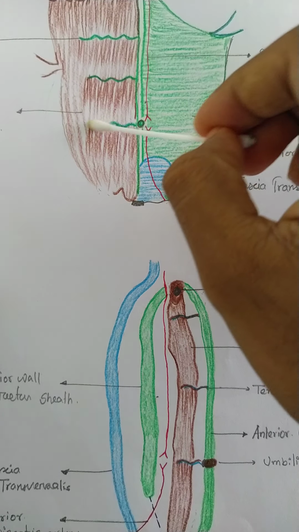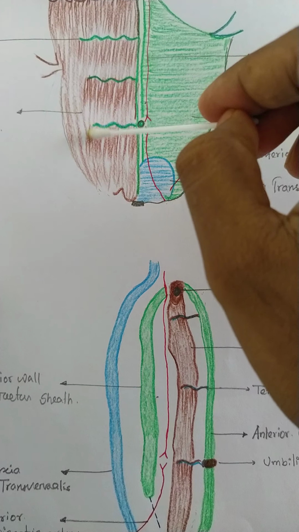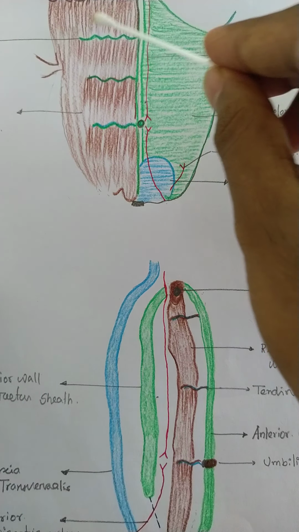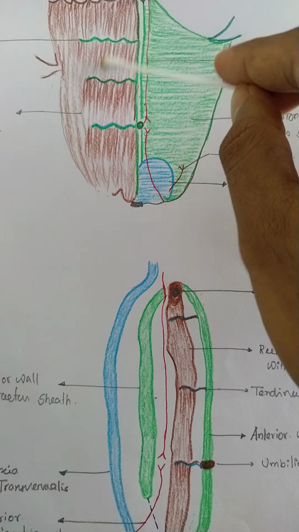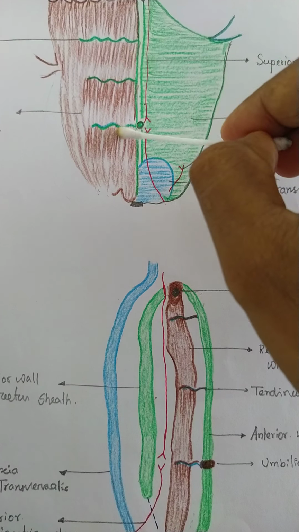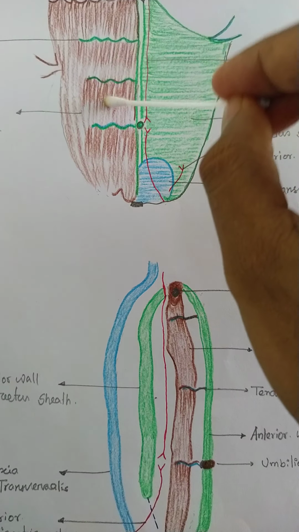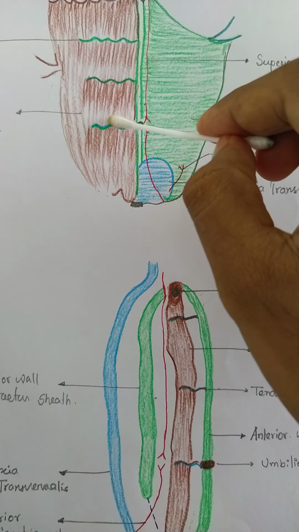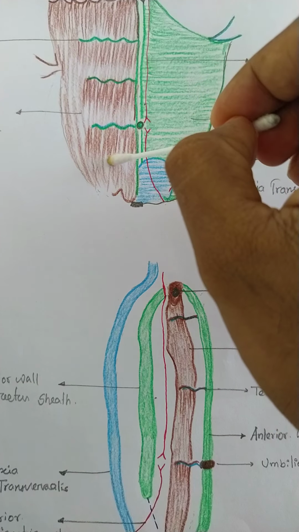Okay, we can see there is some white area present in the rectus abdominis. This is a tall, flat, slip-like muscle. But this tendinous intersection makes the muscle intersegmented. So this is a segment, this is a segment.